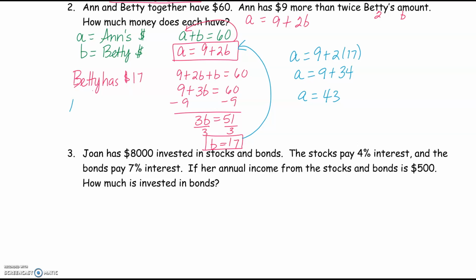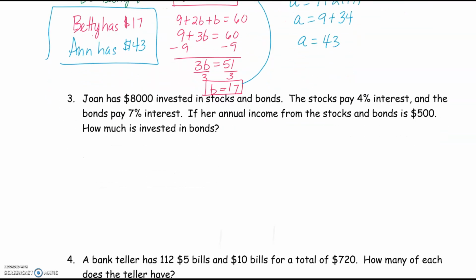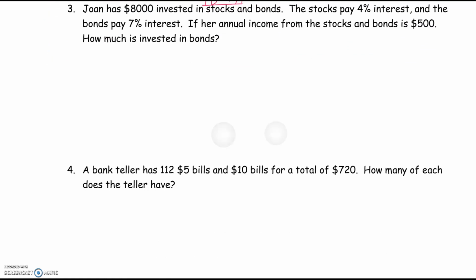Okay. So Ann has $43. Together, that should add to $60, and it does. All right, let's go back to one where we're investing. We're investing money into stocks and bonds.